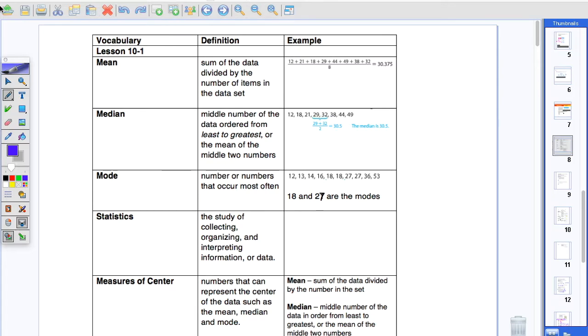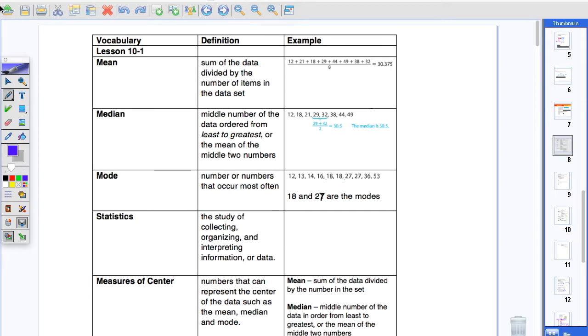Before we begin the notes on 10-1, we're going to go over the vocabulary for the lesson. The first word is mean, and that's the sum of the data divided by the number of items in the set. So my example is, I have all my numbers being added up in the numerator, and I divide by the total in the set. So my answer is 30.375, or 30 and 375 thousandths.